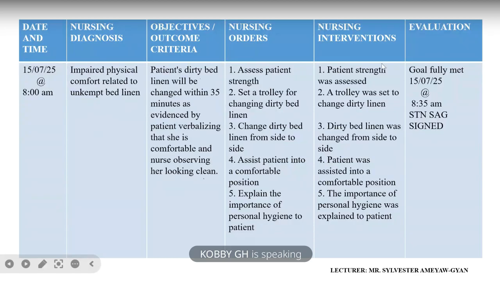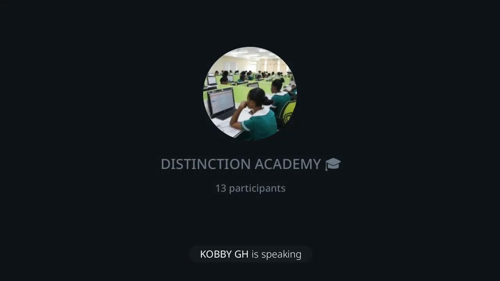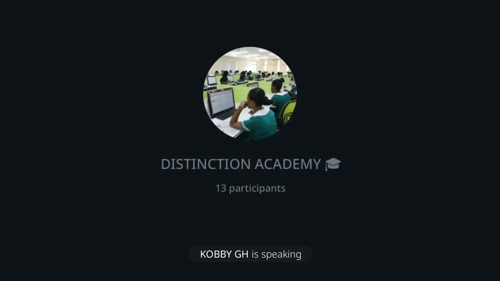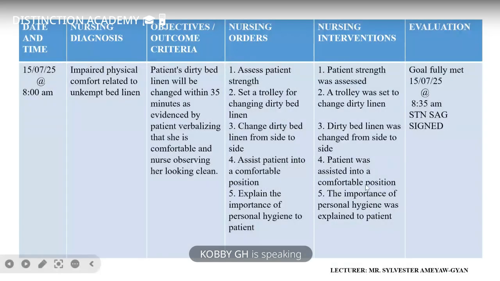Assess patient strength. Patient strength was assessed. Set a trolley for changing dirty bed linen. A trolley was set to change dirty bed linen. Change dirty bed linen from side to side. Dirty bed linen was changed from side to side. Assist patient into a comfortable position. Patient was assisted into a comfortable position. Explain the importance of personal hygiene to patient. The importance of personal hygiene was explained to patient.